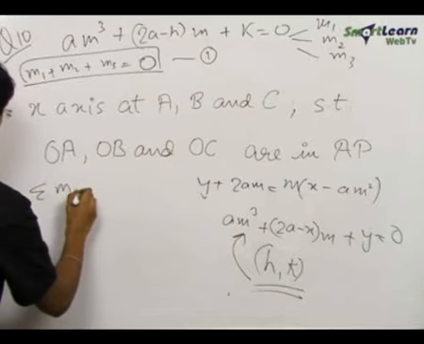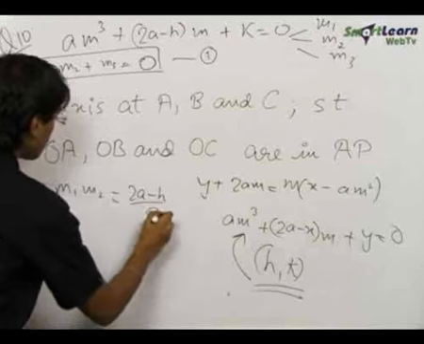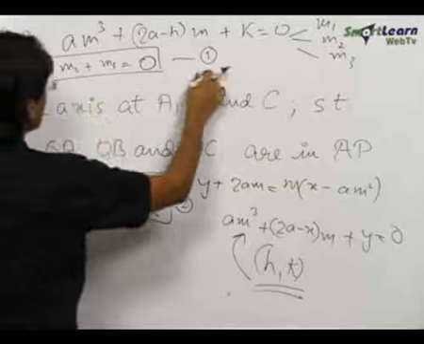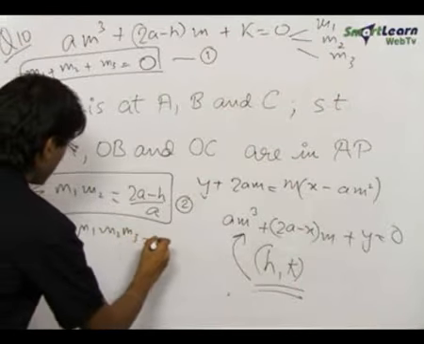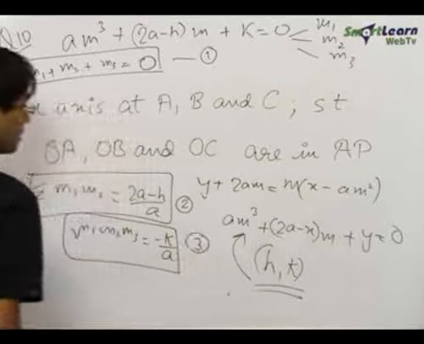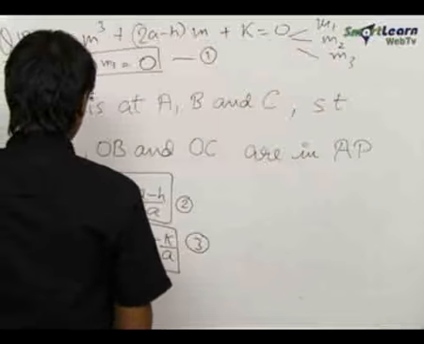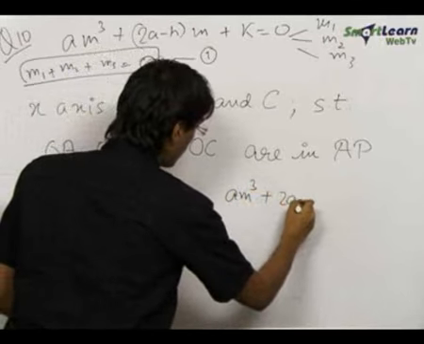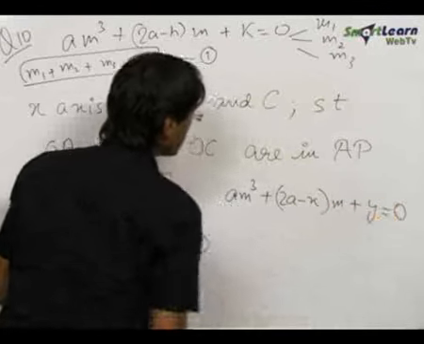Then sigma m1 m2 can be written equal to 2a minus h upon a. This is our second relation, and product of roots taken all at a time, m1 m2 m3, is equal to minus k upon a. This is our third equation. Now the general equation of the normal was am cube plus 2a minus x times m plus y equals 0.